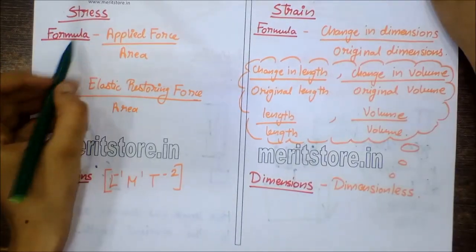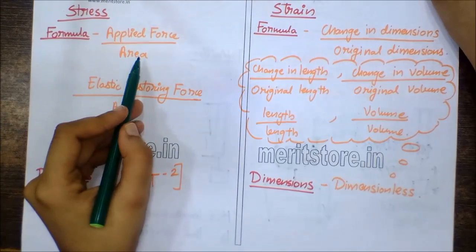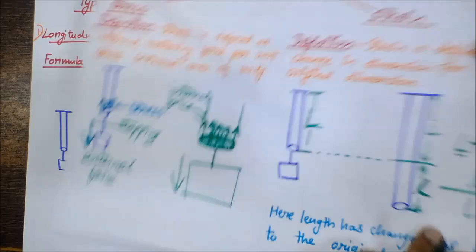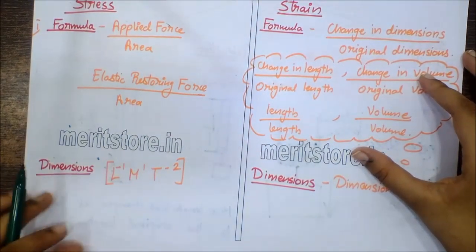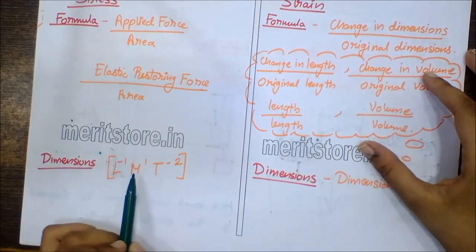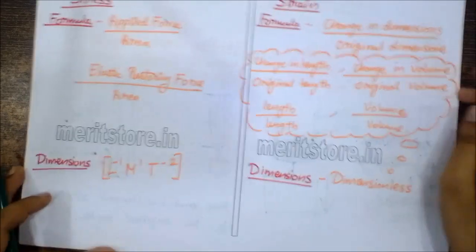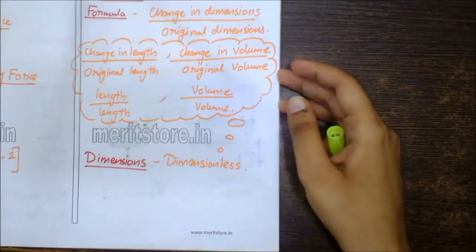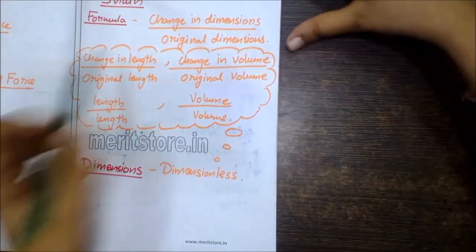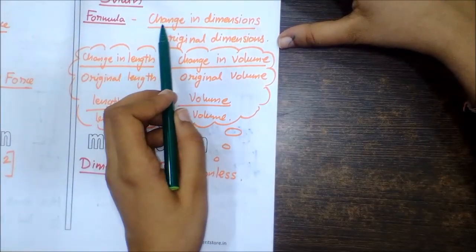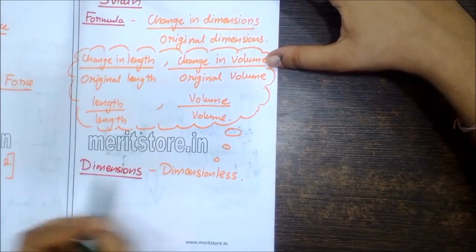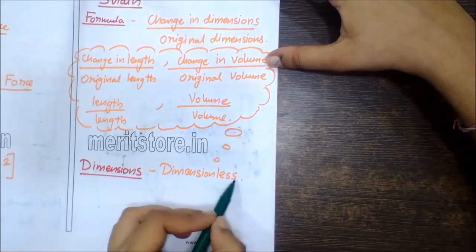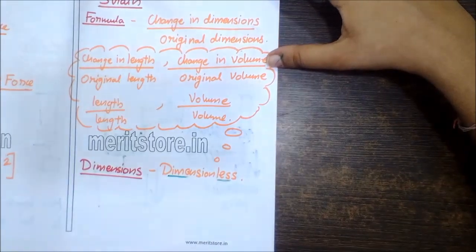Now we'll see the formula of stress. Formula is applied force upon area. Applied force means the internal force that we were talking about over here. This is my applied force. So this is my elastic restoring force upon area. The dimensions over here are M L^-1 T^-2. And for strain, it is change in the dimensions upon the original dimensions. Over here my strain is a dimensionless quantity. Now why is strain a dimensionless quantity?